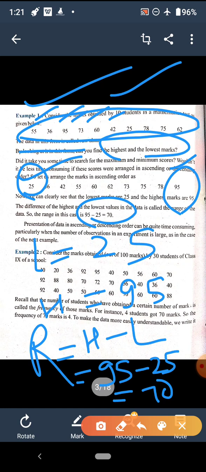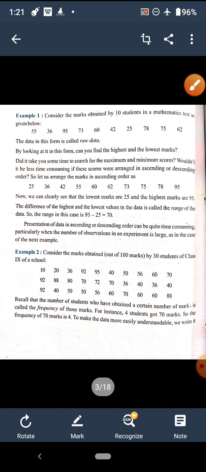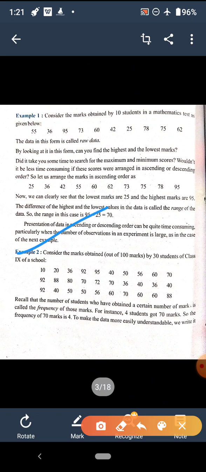So what do you understand by presentation of data? It is the data to be presented in such a manner that it is understandable to the user. And when we arrange in ascending or descending order, data can be arranged and looks proper, and we can easily find the range. Now you can see another example, example number 2.